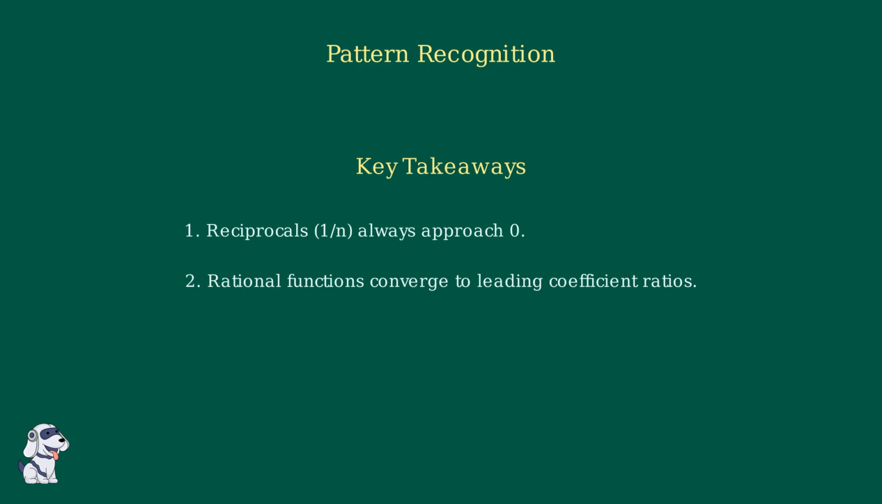Keep these two takeaways in mind. Reciprocals always head to 0, and rational functions are defined by the ratio of their leading coefficients. Spotting these patterns makes solving limits much faster.